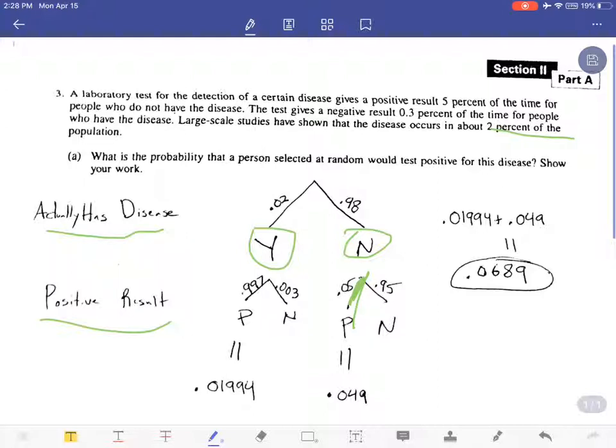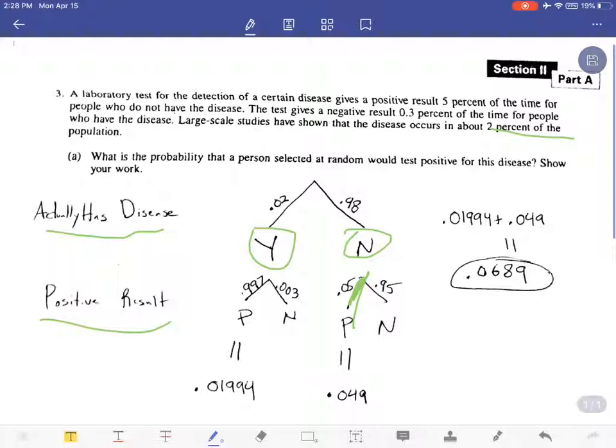Now, the next sentence says a negative result leads to a 0.3% chance. It gives a negative result 0.3% of the time for people who actually have the disease. So if you actually have the disease, that means that it's going to test positive 99.7% of the time, and then 0.3% of the time, or 0.003, is going to be negative. And those are our only two events. So once we have our tree set up, we can answer our questions.